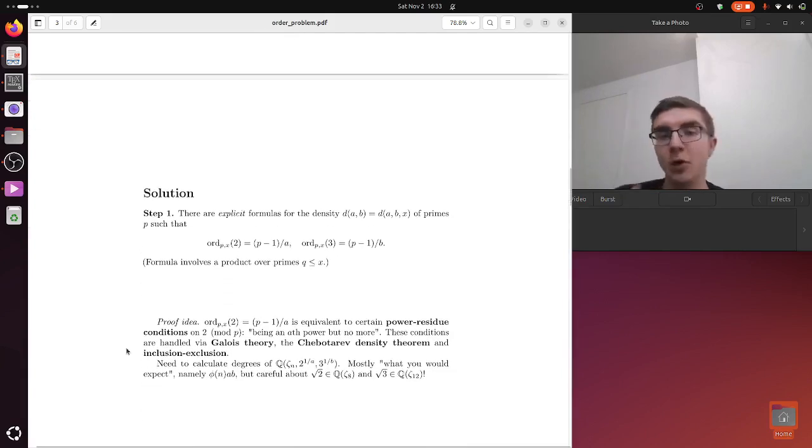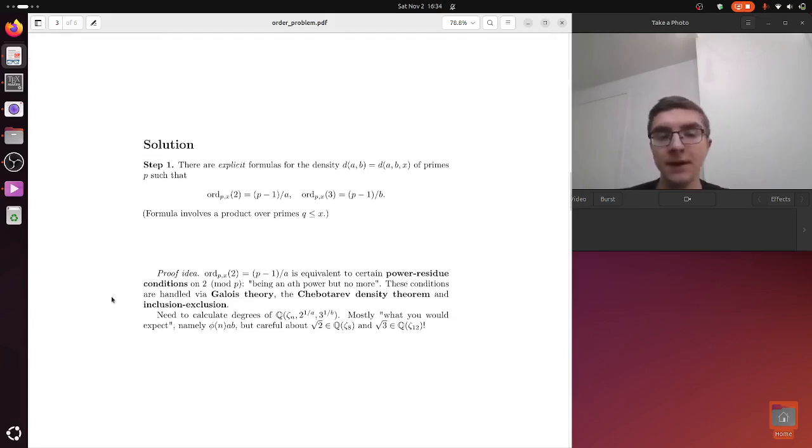I've decomposed the solution into 4 parts. The first part is that we actually have explicit formulas for the density of primes such that the truncated order of 2 is equal to (p-1)/a, and the truncated order of 3 is (p-1)/b. The actual formulas turn out to be quite complicated, but for all purposes, the relevant facts are that, first, we can actually compute these densities, and second, the formulas involve a product over primes q not exceeding x.